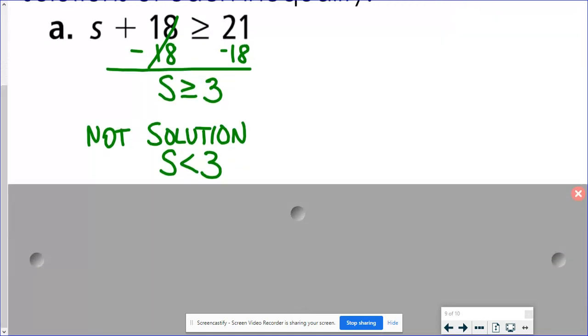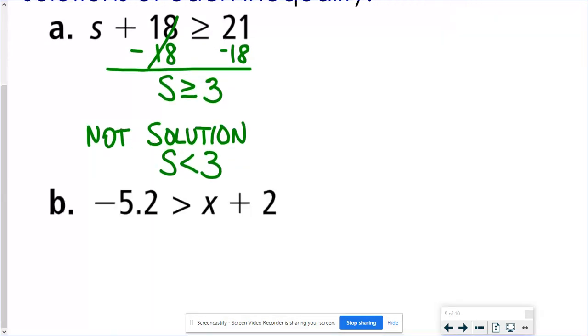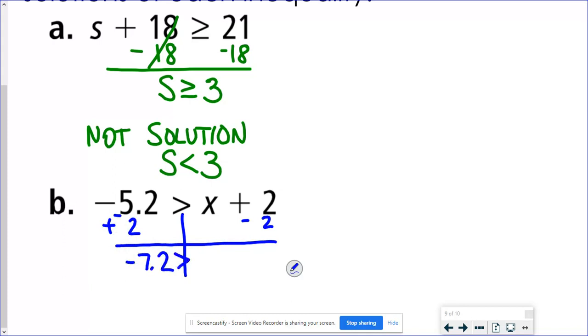Okay, so let's take a look at one more. Here's my original problem. It says that negative 5.2 is greater than x plus 2. So again, we've got a little bit of an issue that the x is on the right-hand side, but I would want to start by subtracting 2 and do a flip if you need to. Negative 7.2 is greater than x, so x is less than negative 7.2. Those are my solutions. Everything that's less than negative 7.2 would be a solution.